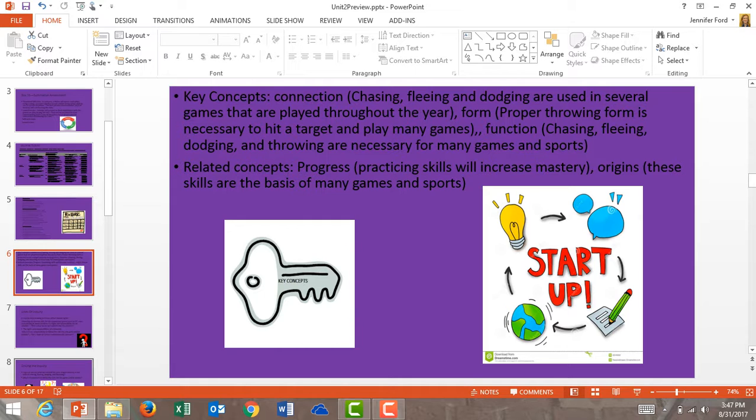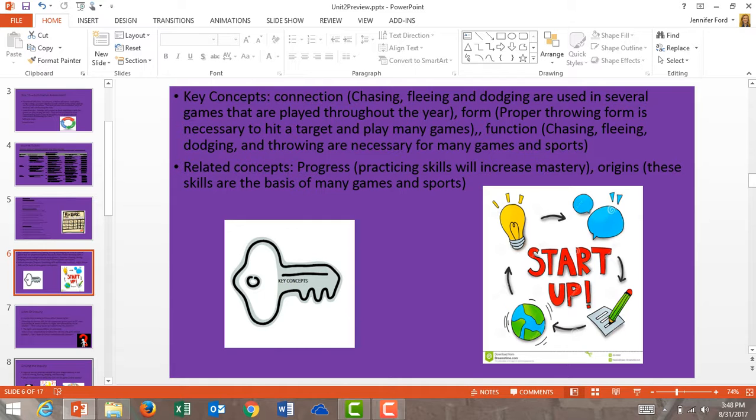Of course, proper throwing form is necessary to hit a target in many games. You don't just throw to have a skills test, or you don't just throw in baseball. And of course, having these discussions with scholars during carpet time, or at the end of class, to have that reflection time with them. The key concept of function: these skills actually are necessary for many games and sports.